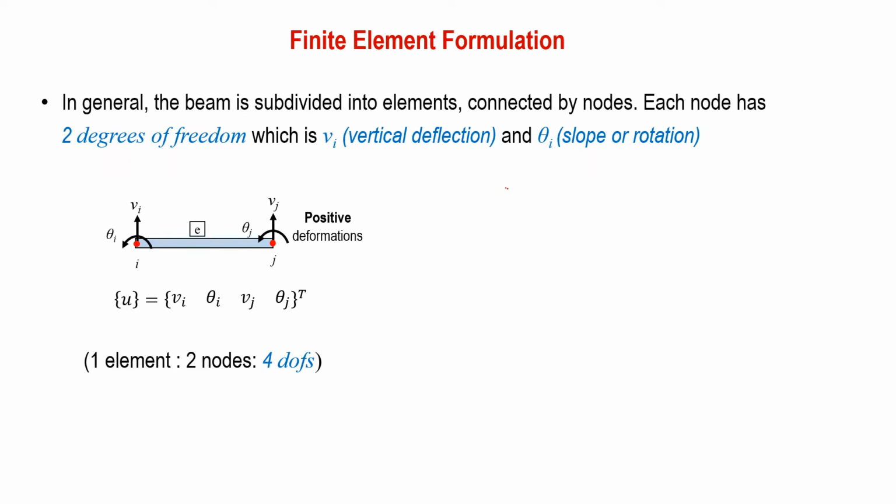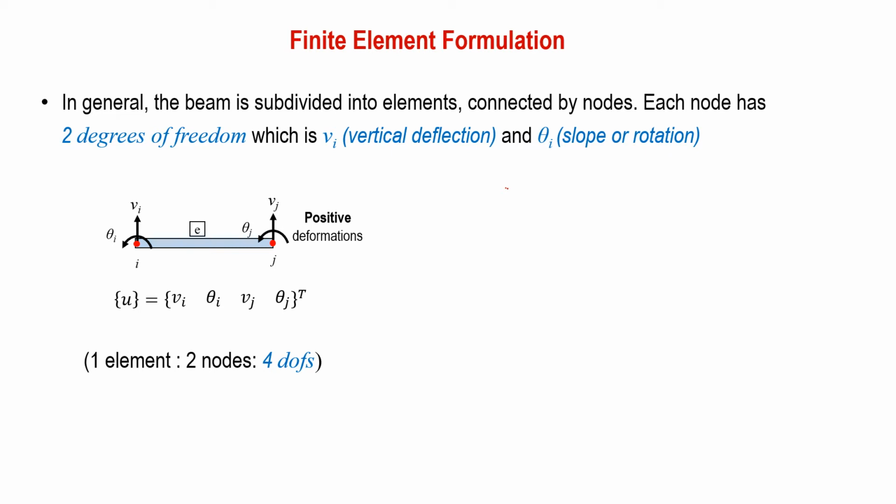In terms of finite element formulation, as usual, the beam or the structure will be divided into several elements, and these elements are connected by nodes. In this case, each node has 2 degrees of freedom, which are the vertical deflection and the slope or rotation. As mentioned, the beam only sustains or carries vertical forces. That is why in this case we only have vertical deflection and rotation. There is no horizontal deflection or displacement.